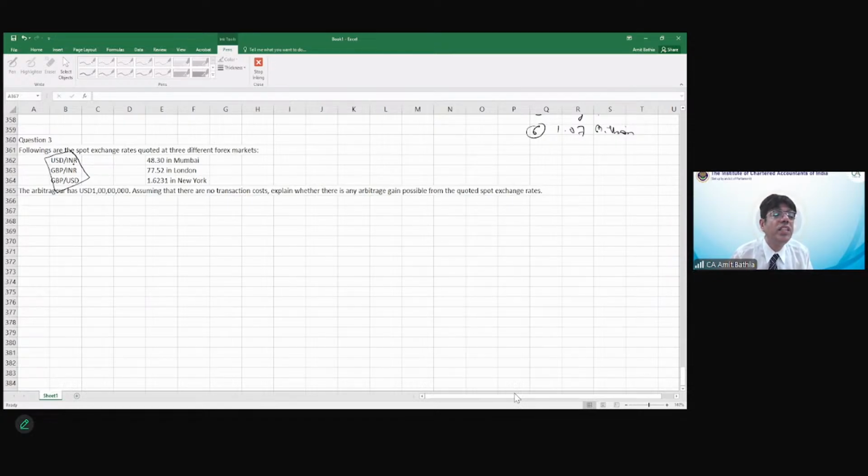It is written USD upon INR, but actually this is quoted in rupee. This is quoted in dollars, which means, which is the base currency over here? Base currency is dollar in the first one, GBP in the second one, and third one also it is GBP. Are you with me? Yes, sir.